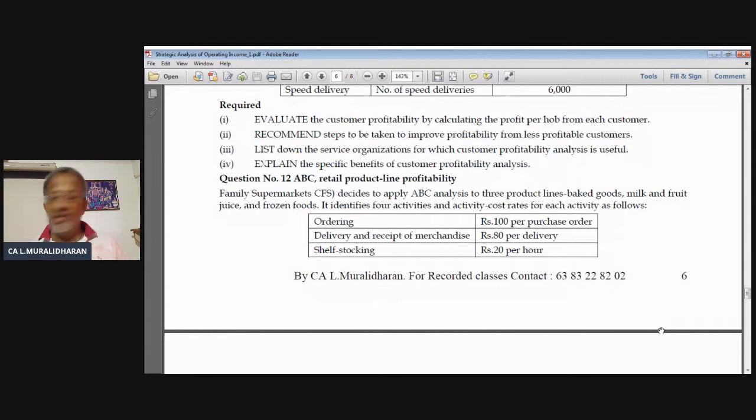So please just understand that there is a big shift from a traditional way of looking into the subject matter to a modern costing concept.